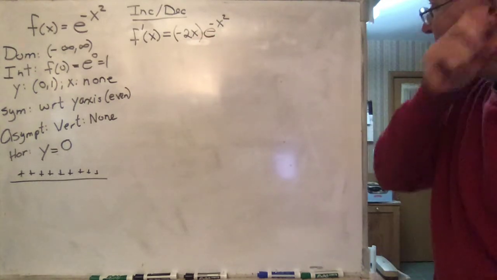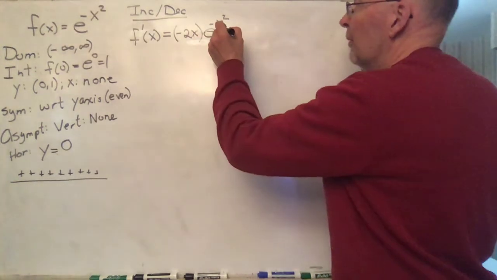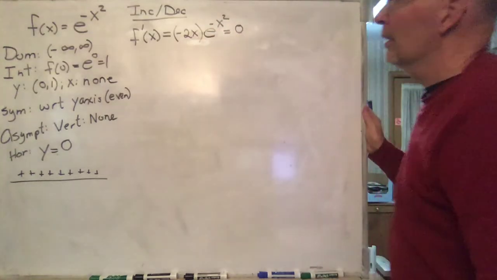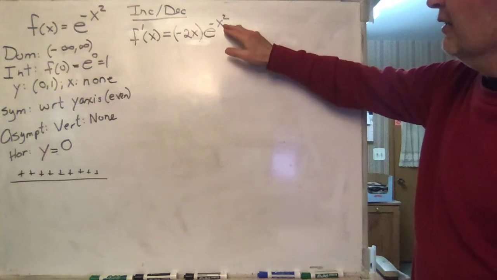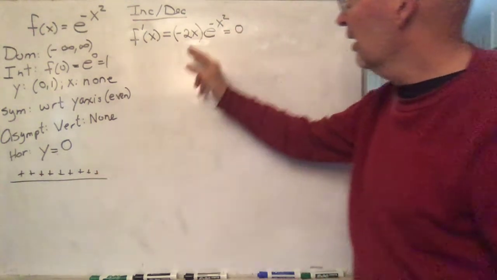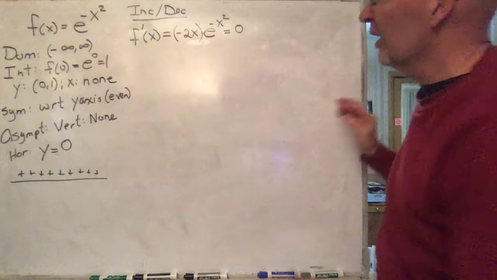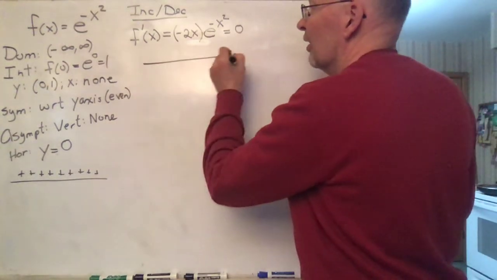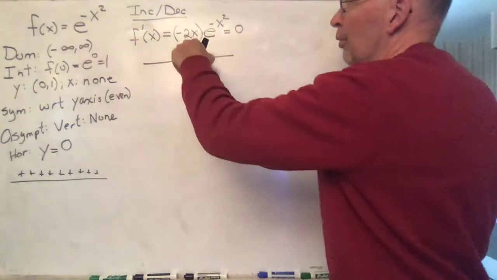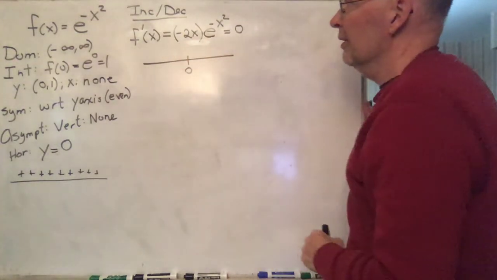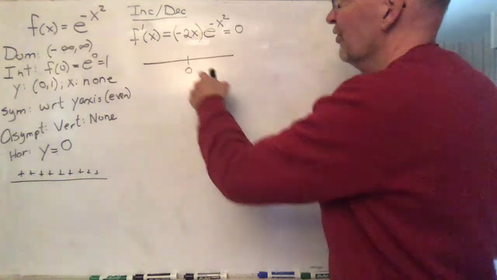So now we want to know, when will that be 0? Well, e to anything, we already said, is always positive. So the only time that's going to be 0 is when x is 0. So here we can make ourselves a number line again. Put in the one spot where it's 0 right there, and then check it out on both sides of 0.